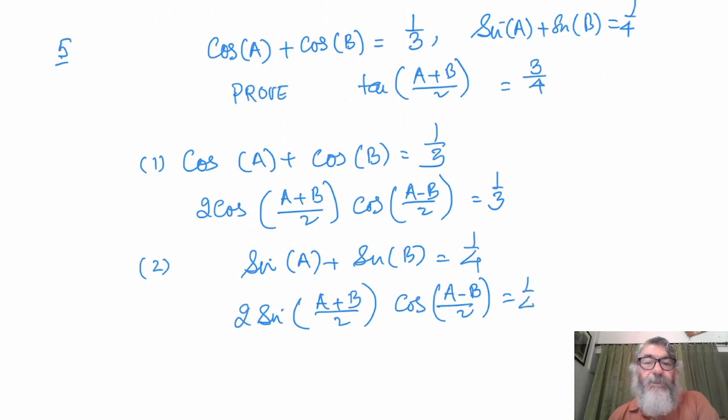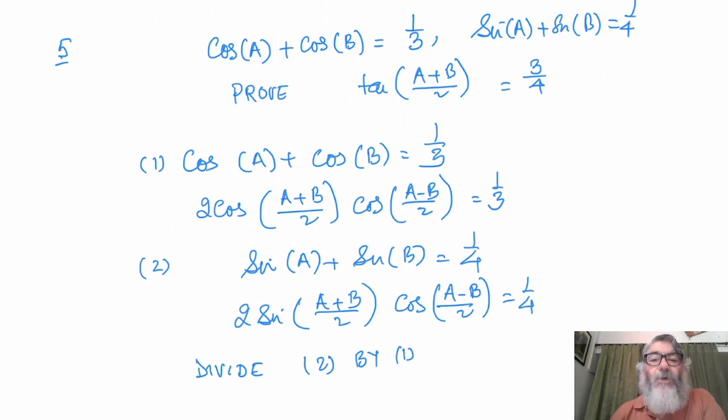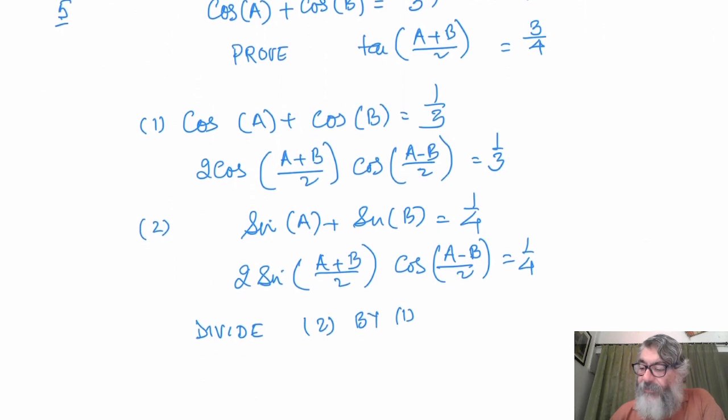Now what I'll do is, I need tan (A plus B)/2. So I will divide the second equation by the first. Divide 2 by 1. Why not 1 by 2? Because I need tan, and tan means sine upon cos. Because cos (A minus B)/2 is in the first also, and in the second also, they will cancel.